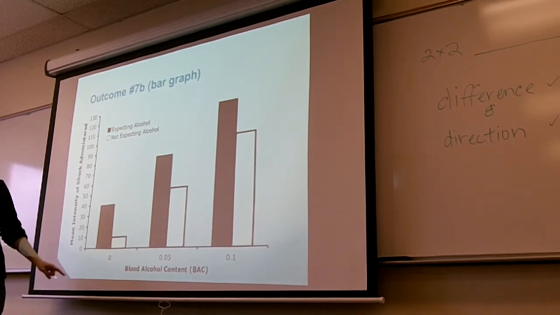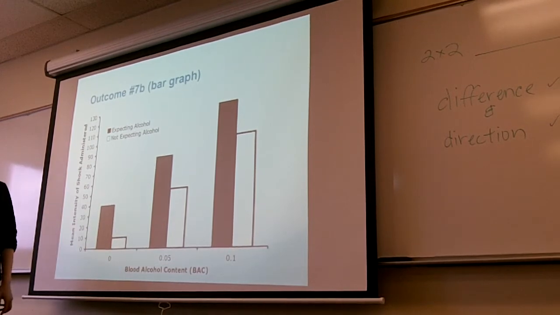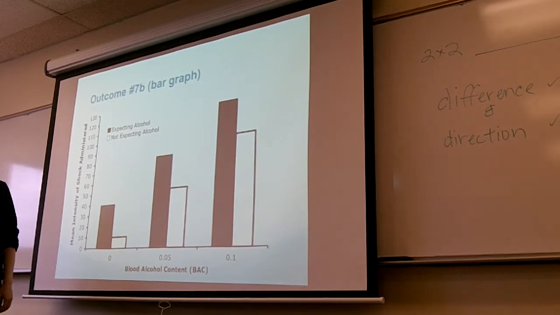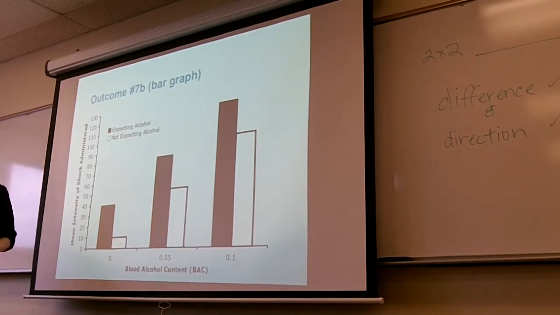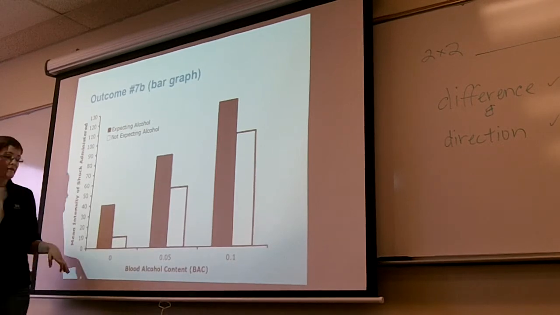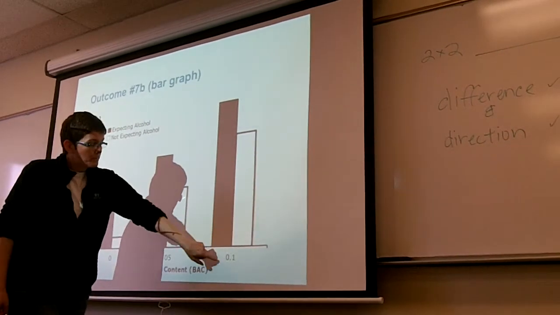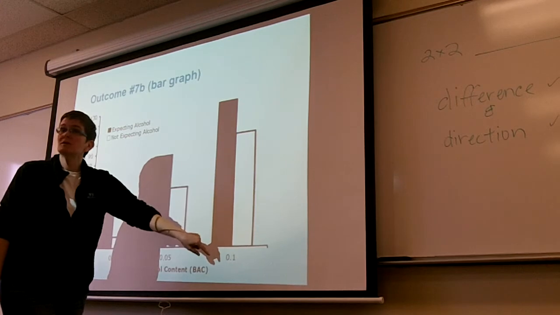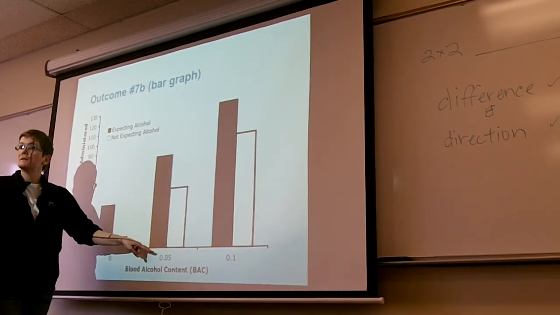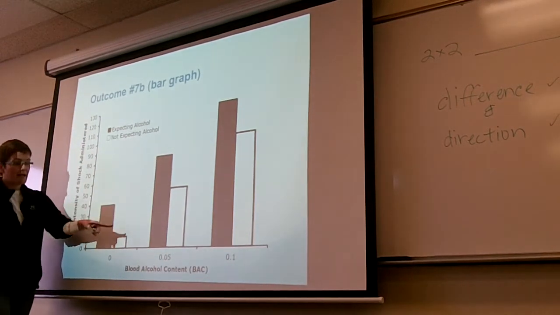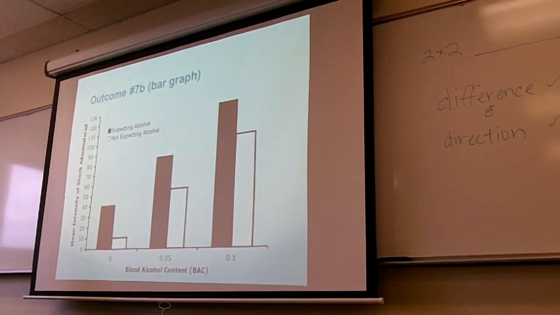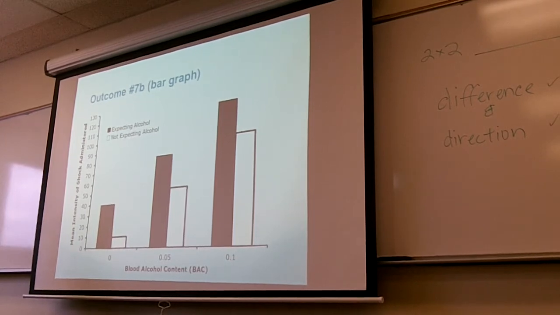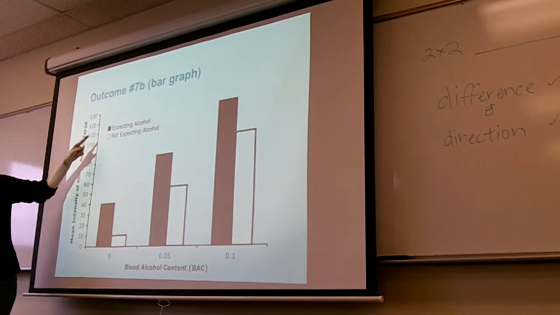The main effect is that people who had higher blood alcohol content administered a significantly higher shock than people who had lower blood alcohol content. Chances are, if we did all the Tukey tests we needed to do, we would find that people who were legally drunk administered a higher shock than people who were impaired and people who were sober, and people who were impaired administered a higher shock than people who were sober. Something like that.